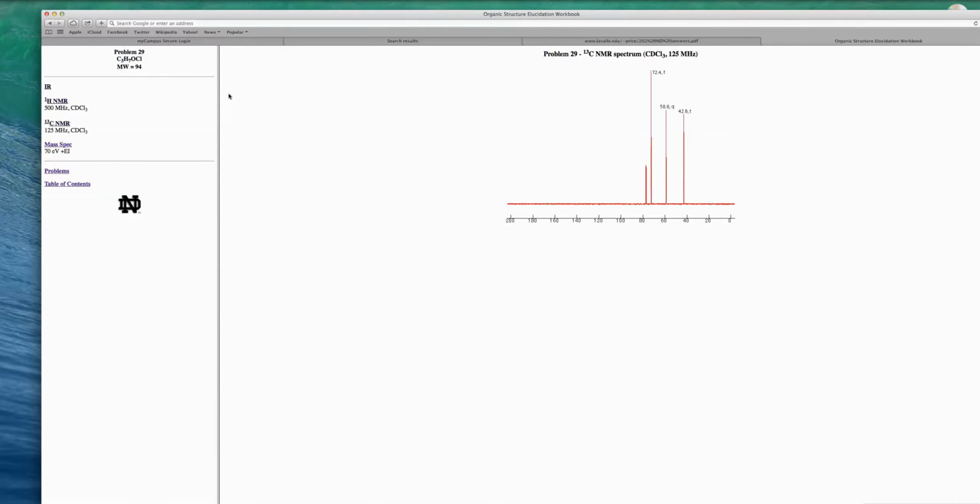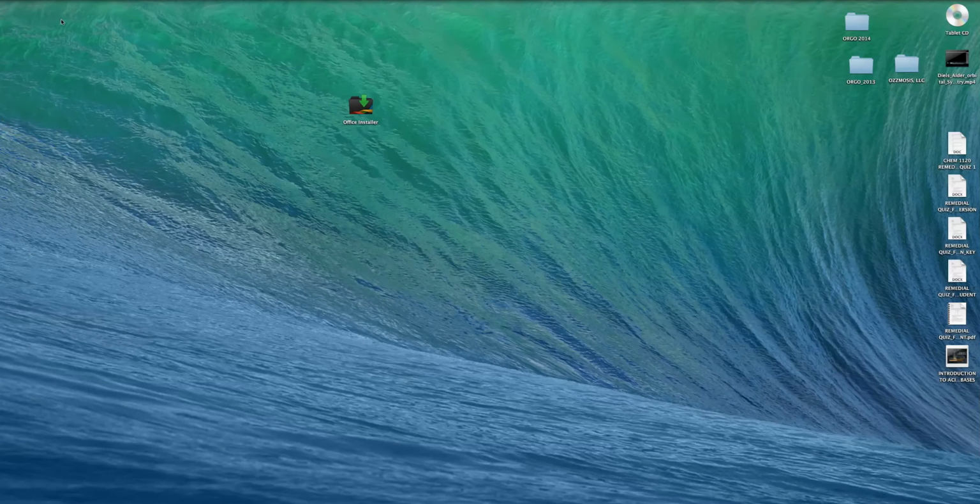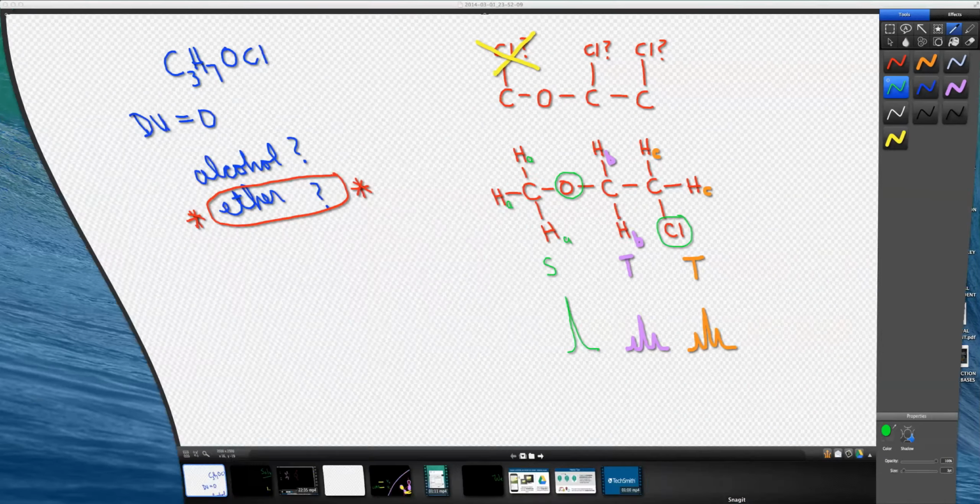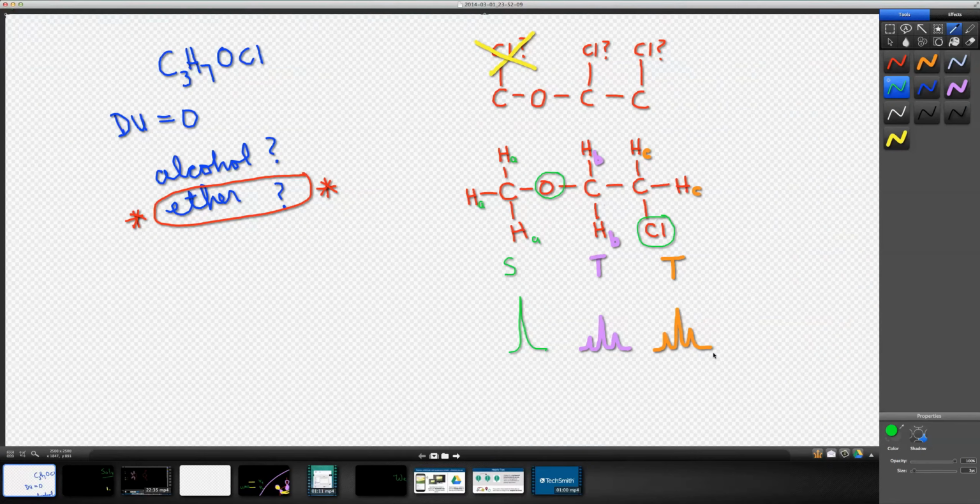So the structure that is most consistent with all of this data is the one that we've proposed. In fact, if we were to name this molecule, we would name it 2-chloro-1-methoxyethane, all one word.